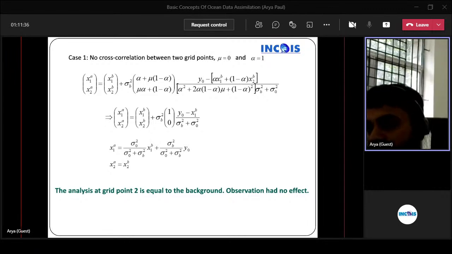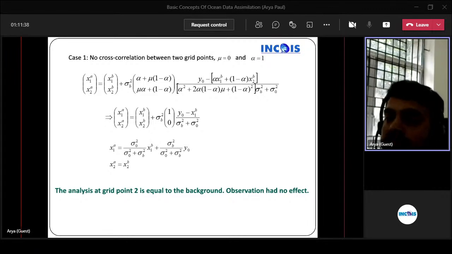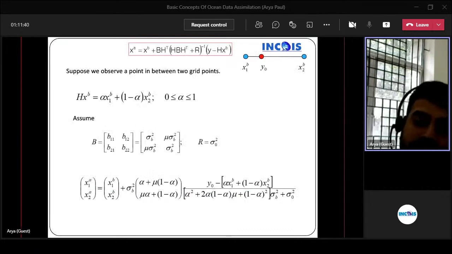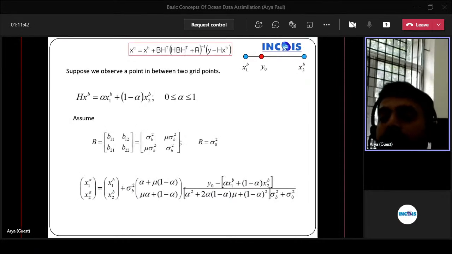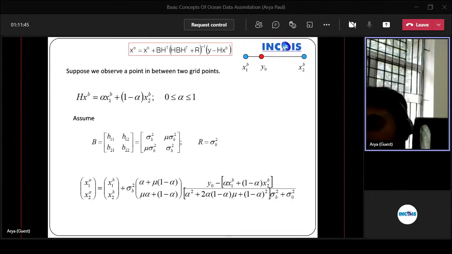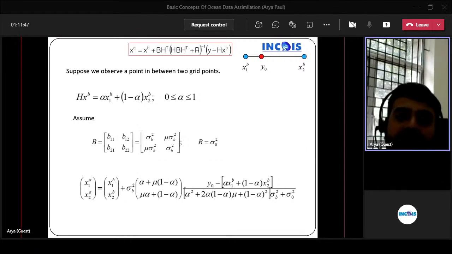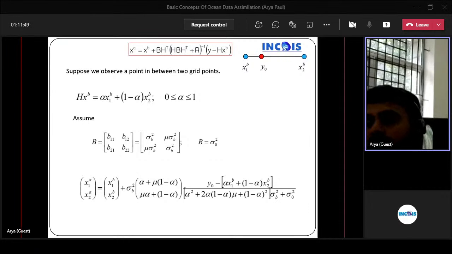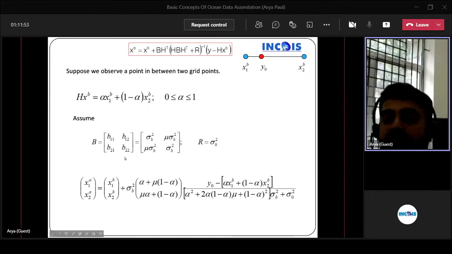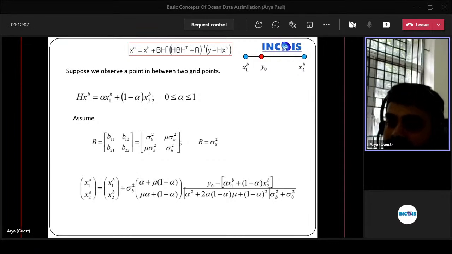So when I say mu equals 0 and alpha equals 1, what am I saying? I'll come back to the previous slide and show. When mu equals 0, what I'm saying is the grid point 1 is in no way influencing anything in grid point 2. Which means these two off-diagonal elements will be 0. Mu is 0 means these two off-diagonal elements are 0. And your B is sigma b square times an identity matrix. That's it.